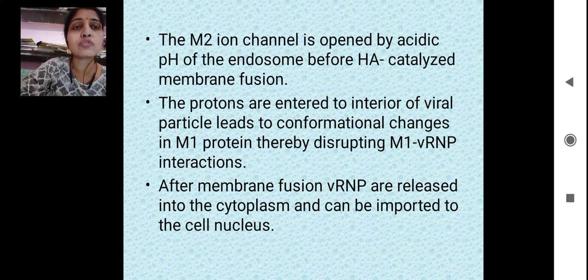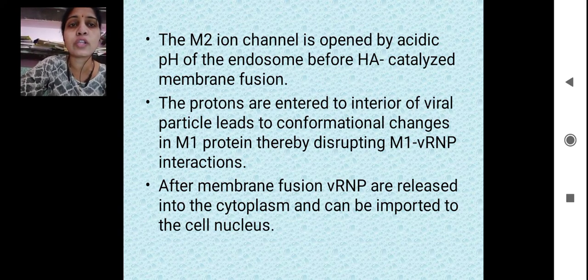which leads to conformational changes in the M1 protein, and due to that the interaction between the M1 protein and the viral ribonucleoprotein is disrupted, and there is release of the viral ribonucleoprotein within the cytoplasm. Means all of these reactions are carried out within the endosome.